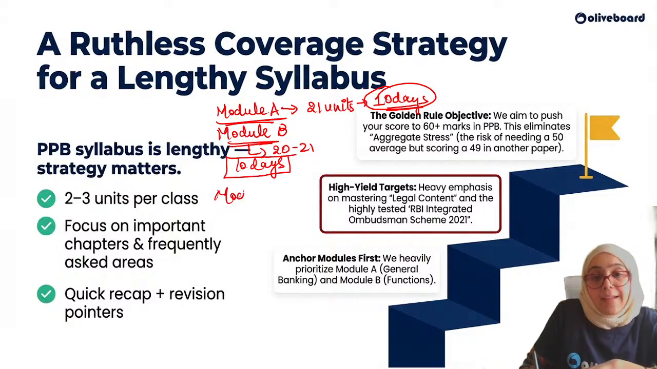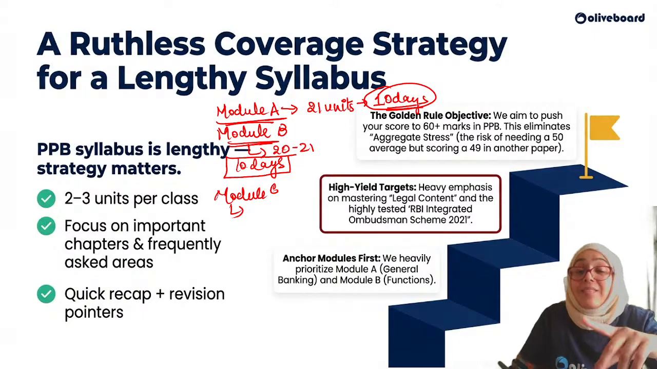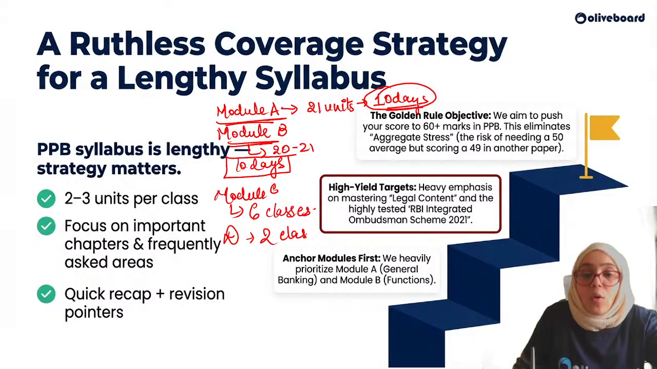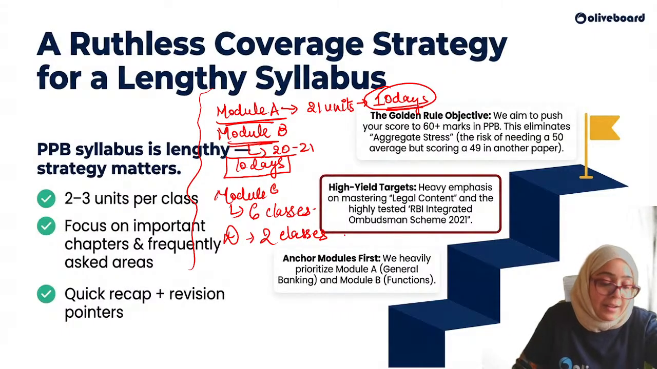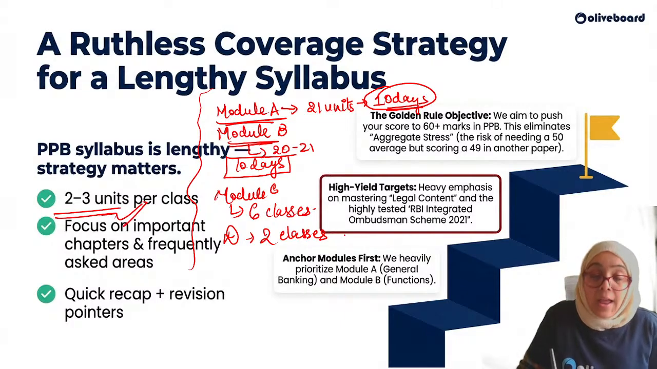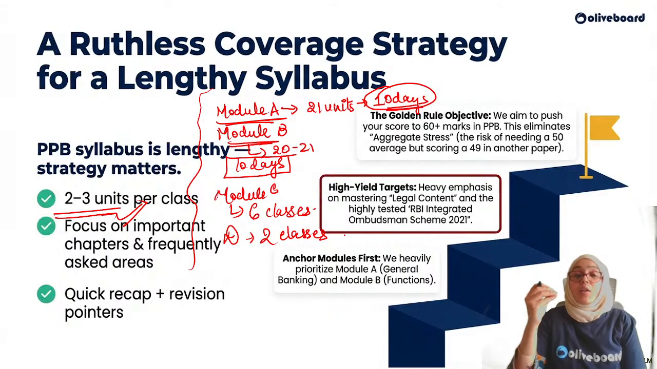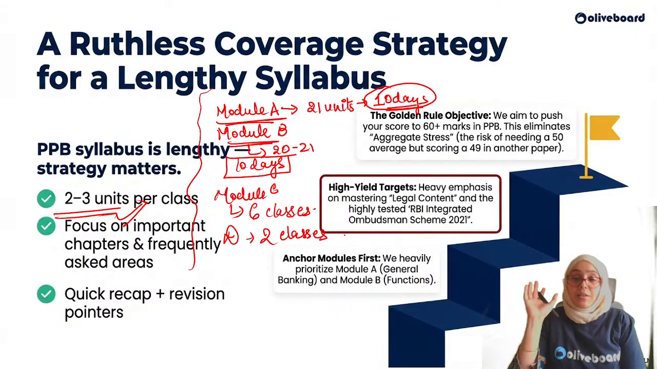Then module C is all about technology. There are 8 to 9 units, all tech based and very lengthy, so I have scheduled 6 classes for module C. Module D is all about ethics, and 2 classes are enough to complete it. This is my strategy: approximately 30 days are needed to complete the whole PPP syllabus. I'm going to cover 2 to 3 units in one day, giving more time to the most important units and less time to the less important ones. It will give you a quick recap plus all the revision pointers, which will be highlighted in the PDF for this crash course.